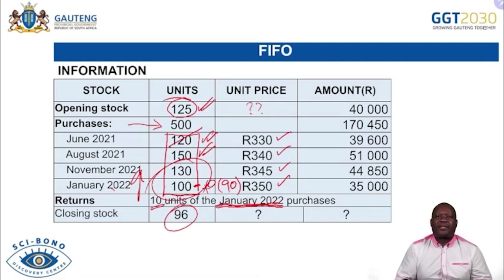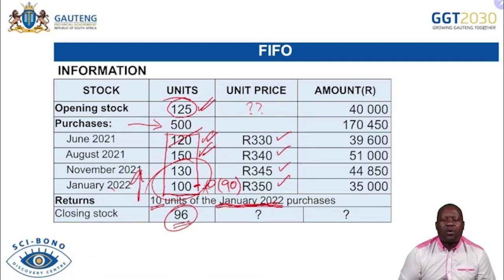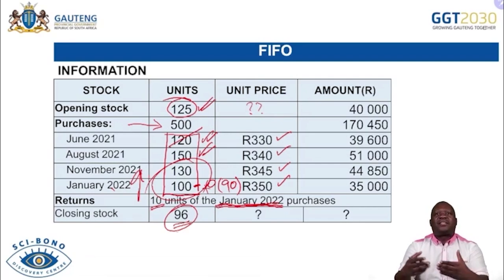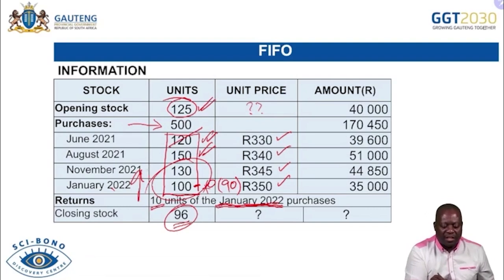Though we bought 100, 10 went back. Only 90 units are still there. So when we are saying how many units are in our most recent batch, it's 90. But what is our closing stock? 96 units. So it means this batch alone is not going to account for all the units that are still available. After taking the 90, we still need 6 more units. Where do we get those units from? We go up. It takes us to the November batch.